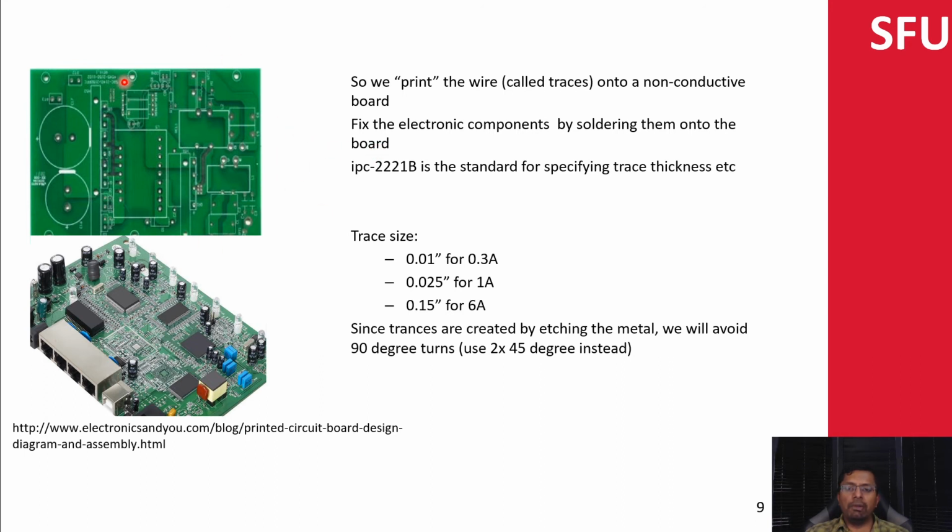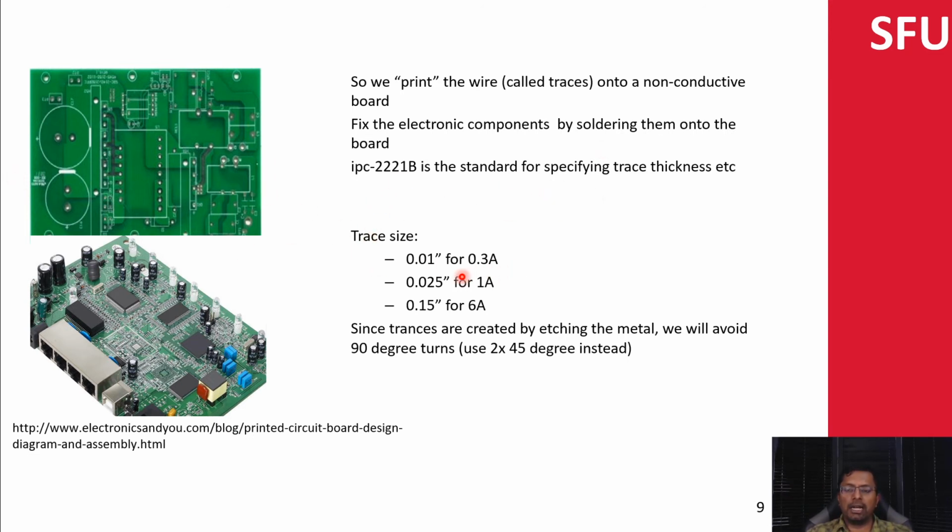So when we print all of these, this is typically printed onto a non-conductive material, something like a fiberglass board, and the electronic components can be stuck or soldered onto the ones over here. So here is one example.